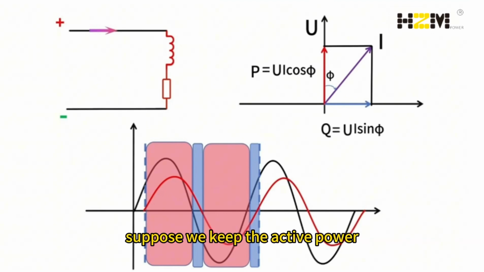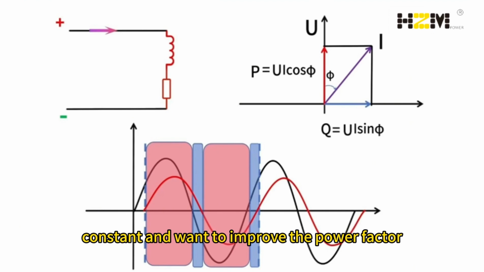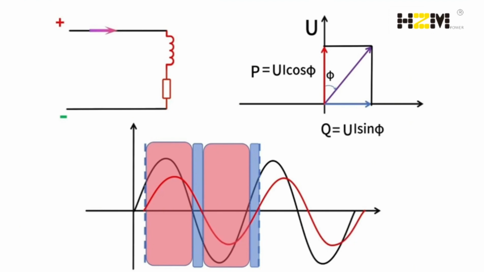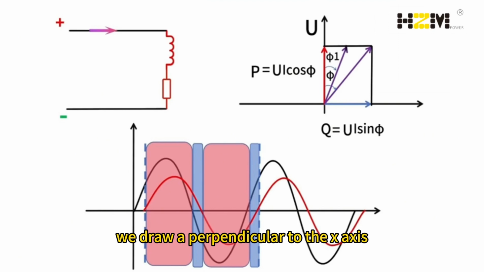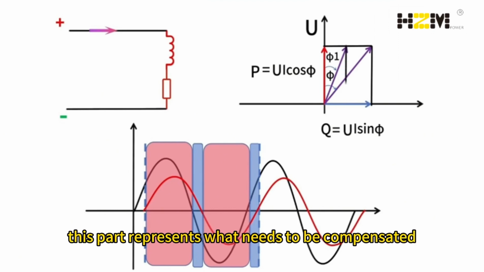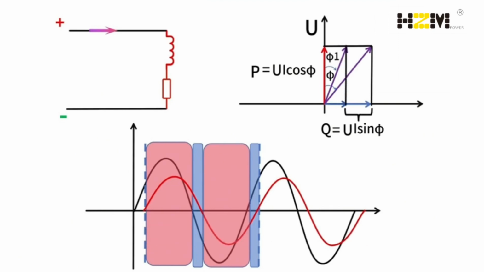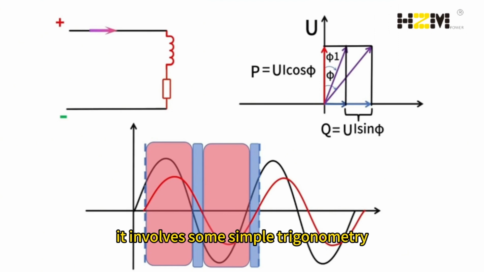Suppose we keep the active power constant and want to improve the power factor by reducing the angle phi. As shown in the figure, reducing phi, by how much should we compensate with capacitors? We draw a perpendicular to the x-axis. This part represents what needs to be compensated. It involves some simple trigonometry, which we'll illustrate with examples in the next section.